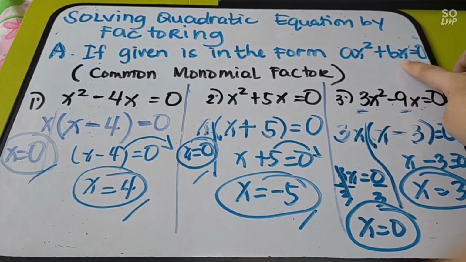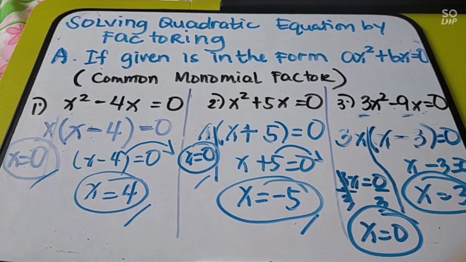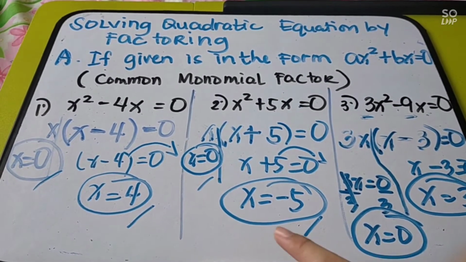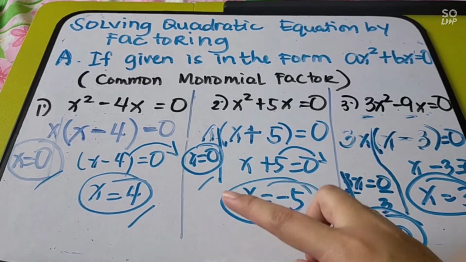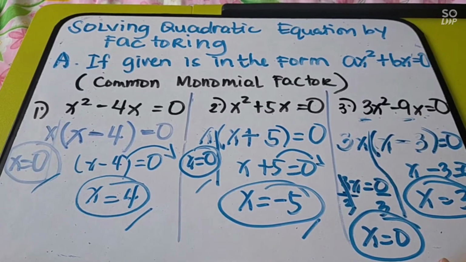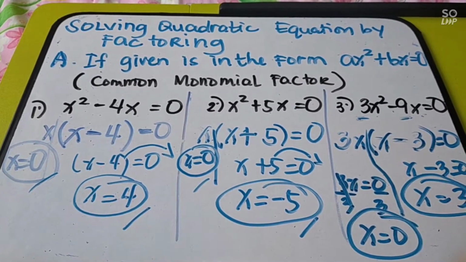Ang gagamitin lang natin ay si common monomial factor. So, kapag si common monomial factor nyo, mapapansin nyo na ang isang x niya ay laging 0. Is it clear? Let us have more 2 examples about common monomial factors.